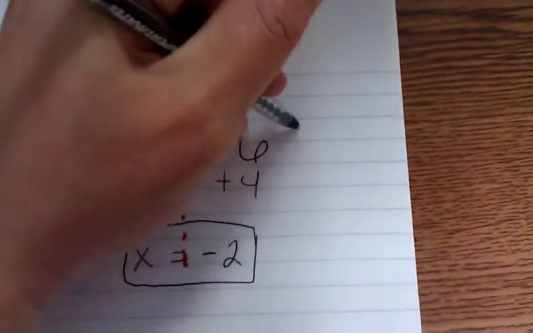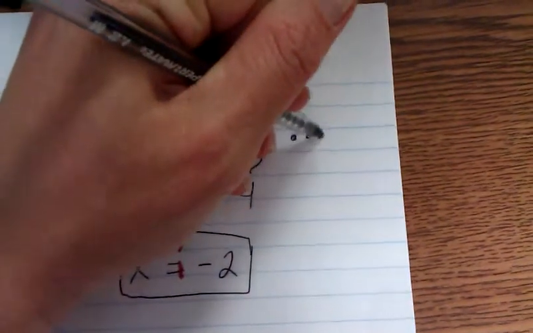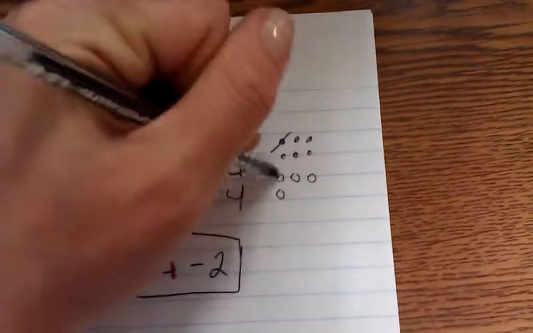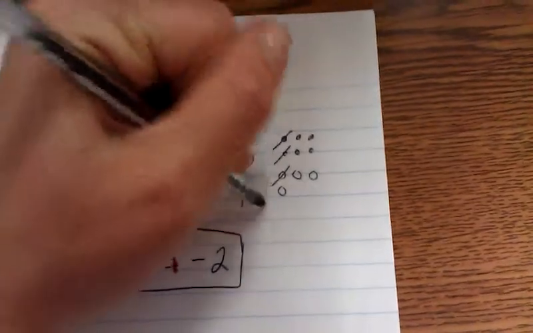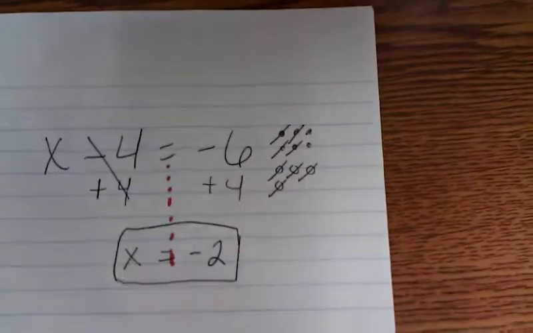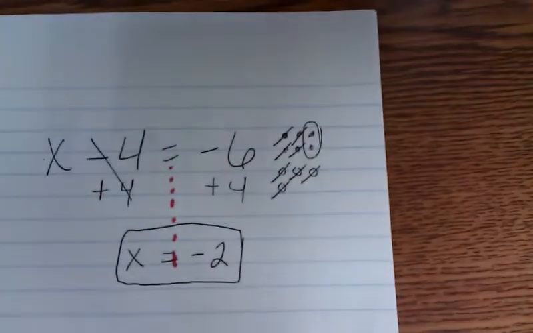See, because negative 6 has 1, 2, 3, 4, 5, 6 negatives and 4 positives. And a positive takes away a negative. It makes a zero pair. It makes 0. And we call them zero pairs. And see, when you cross them all out, you're just left with 2 negatives. That's where that comes from.